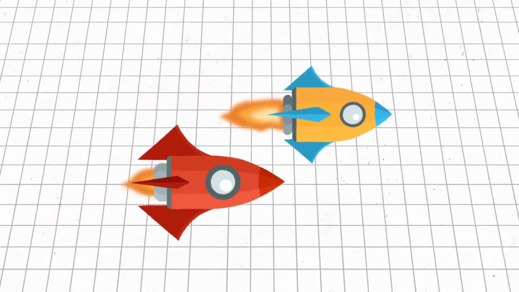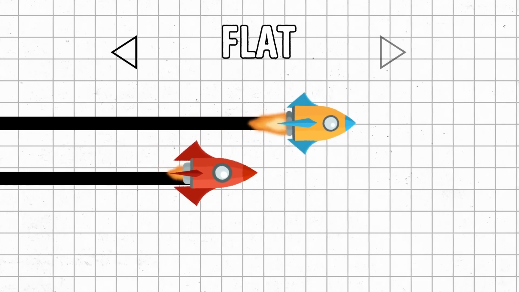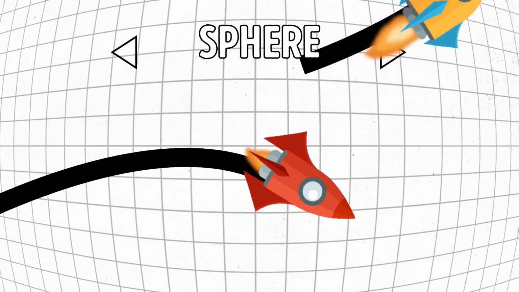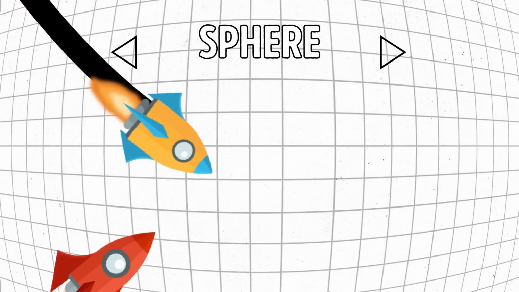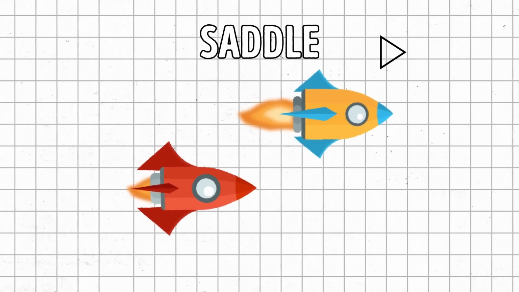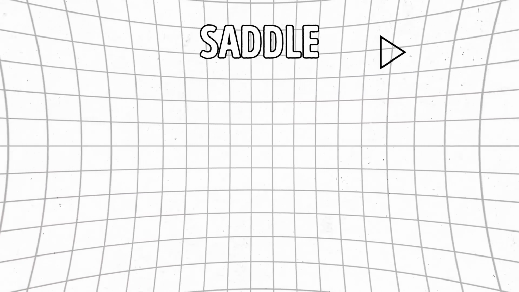In a flat universe, 2 rockets flying next to each other will always remain parallel. In a closed universe, their paths will diverge, and they will follow the curvature of space and eventually make a loop and meet where they started. And in an open universe, these rockets will separate and never come across each other again.